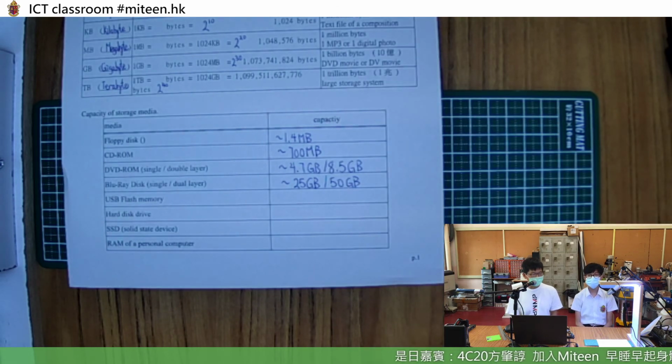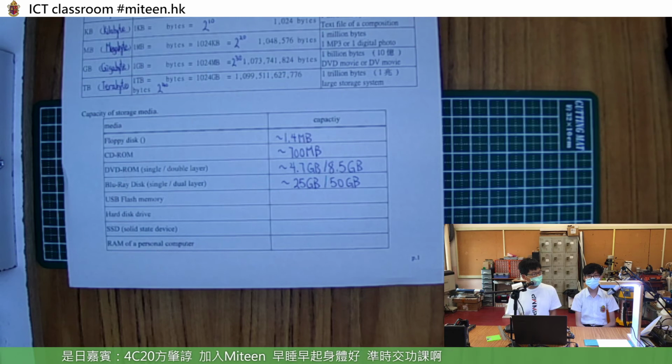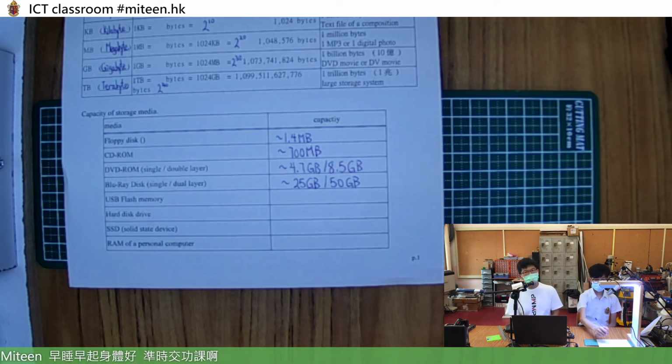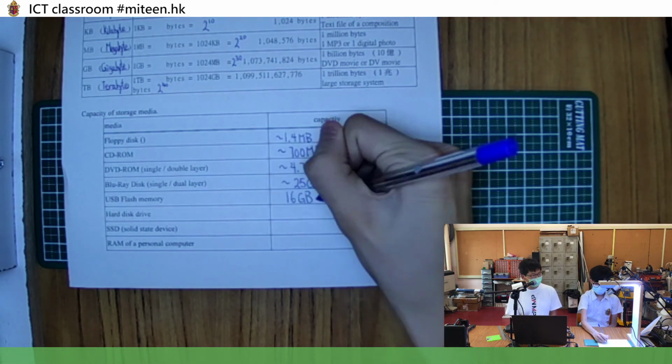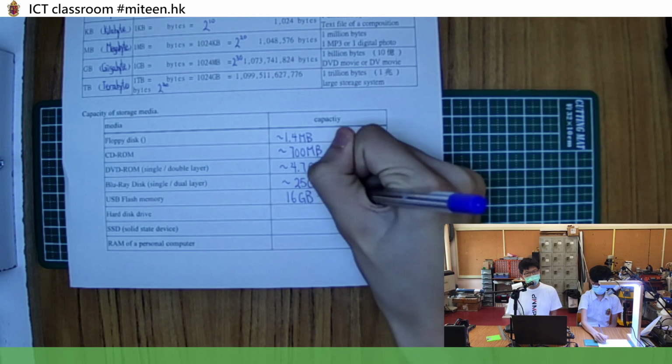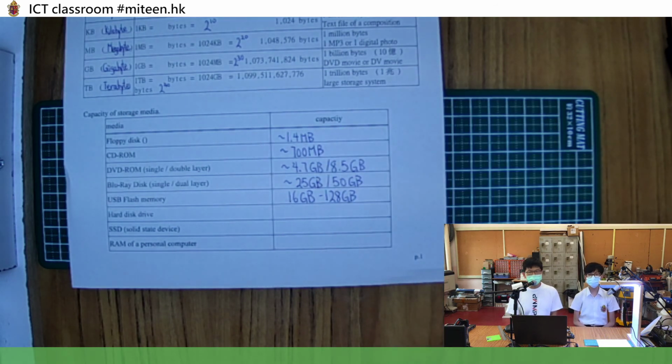If you buy a SD card, or a USB flash memory, the capacity will range from 16 gigabytes to 128 gigabytes, depending on your needs. You can find this amount of capacity ranging from 16 to 128.